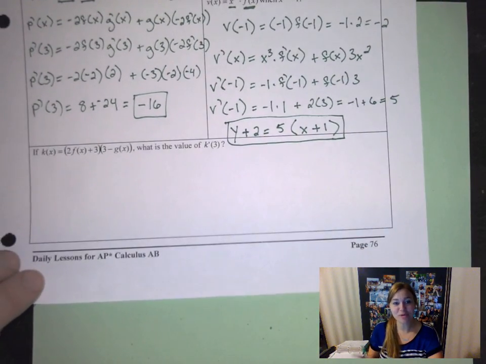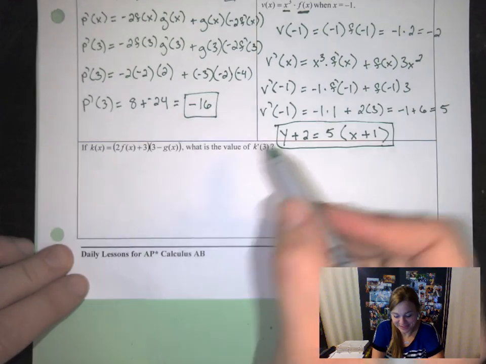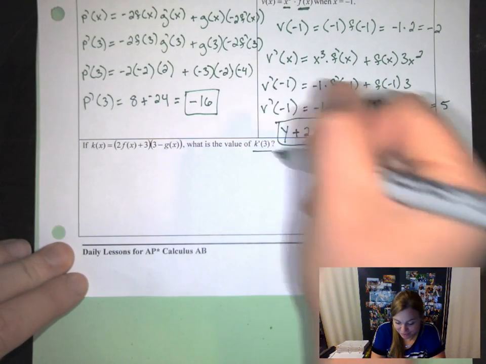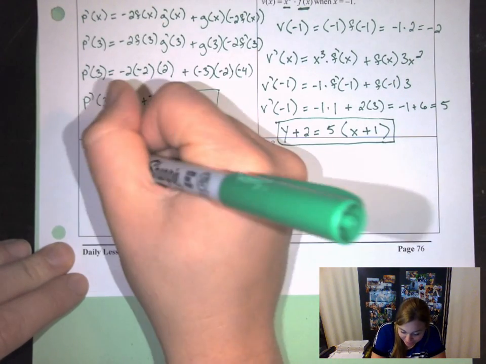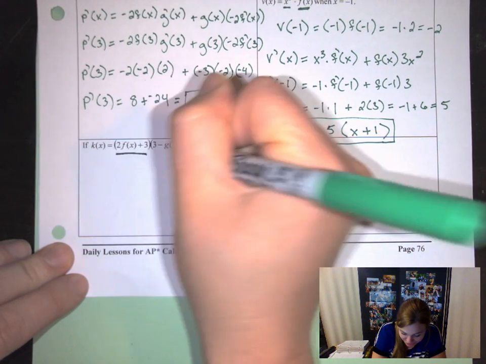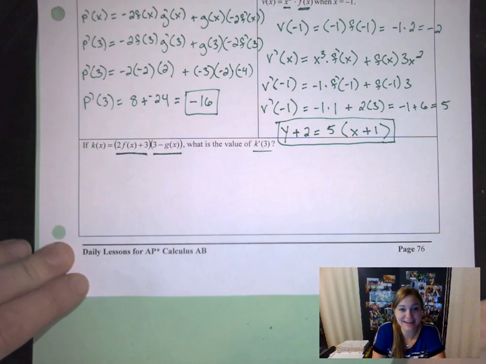And then we only have one more problem. Oh, this one looks fun. It says k prime of 3. K prime of 3. This is my first term. This is my second. It is a product.